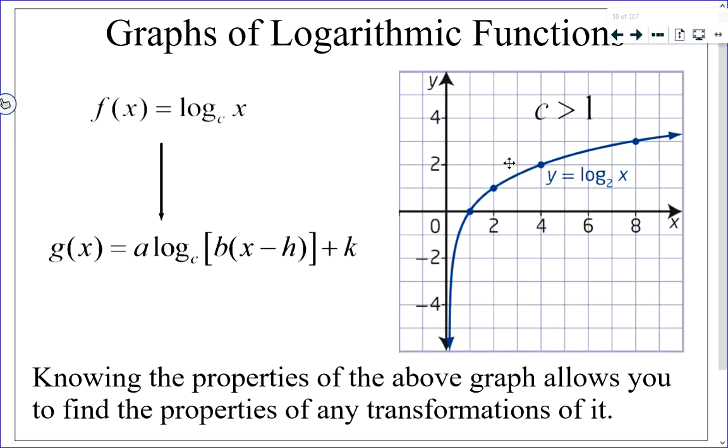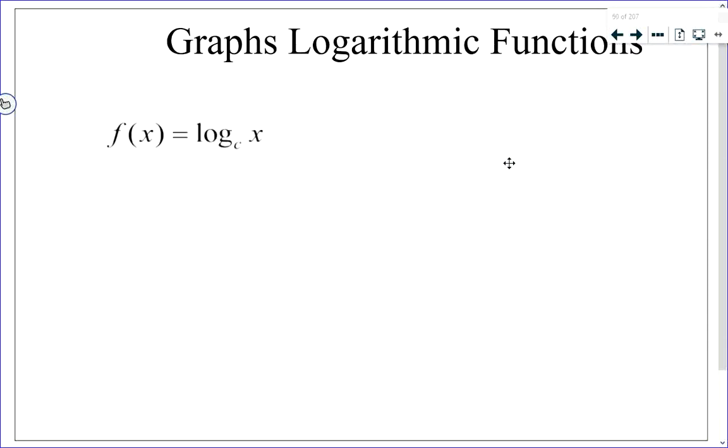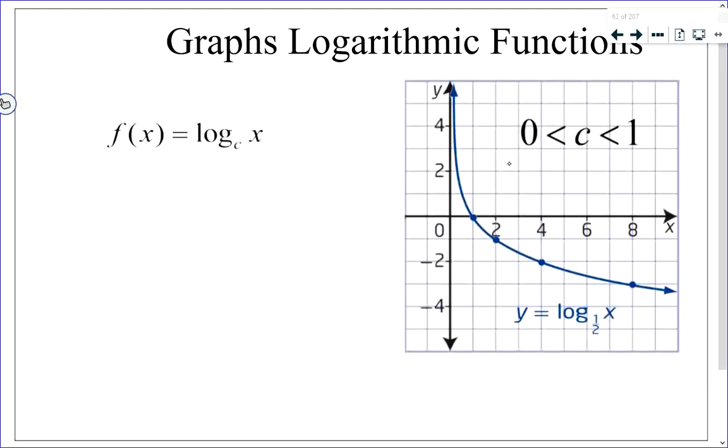So knowing the properties of the above graph allows you to find the properties of any transformations of it. Now, you're also expected to know what this graph looks like if the base is between 0 and 1. And it looks like this.